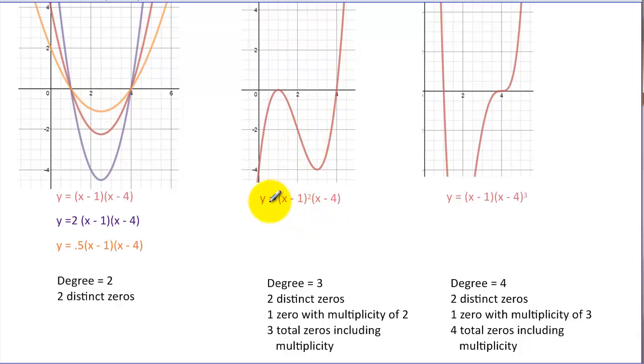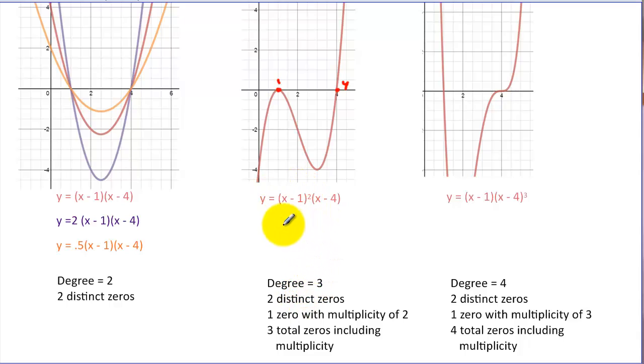On our middle graph here, I've graphed this polynomial, which if we FOILed this out, we would have a cubic polynomial, a polynomial of degree 3. And on this one, we have two zeros. This is at 1, and this is at 4. So in this case, we have a degree 3 polynomial, and there are two distinct zeros. So the number of zeros is less than our degree.